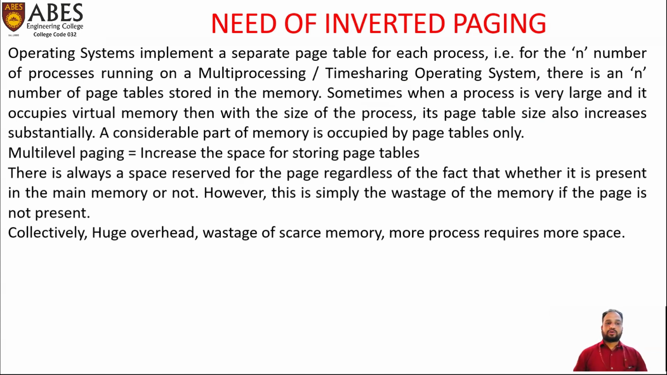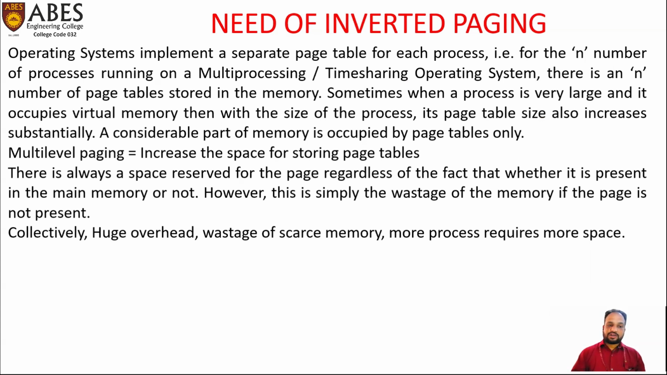Let's suppose there are n processes running on a multi-processing or time-sharing operating system. If there are n processes, then n page tables are also stored in the main memory. Suppose one particular process out of these n processes is large enough that it also requires virtual memory. Then its page table size increases substantially and will require more memory. So a considerable part of memory is occupied by the page tables.